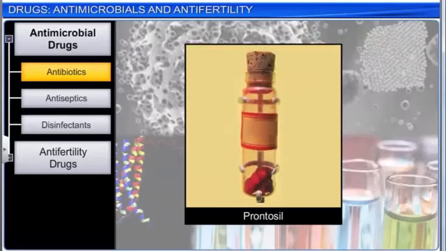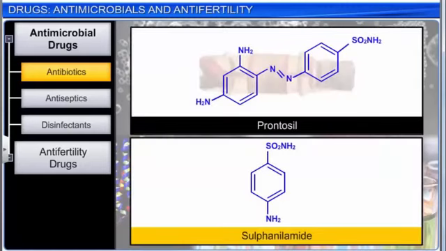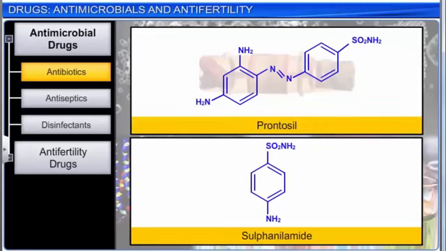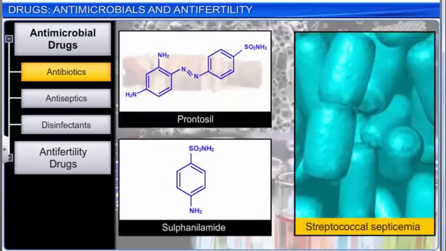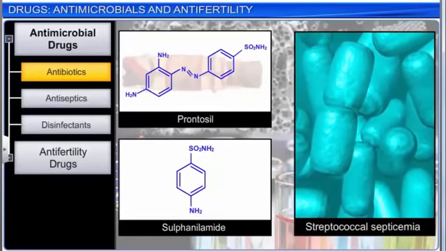Soon afterwards, French scientists showed that the active antibacterial agent of prontosil is sulfanilamide. Further research has provided overwhelming evidence of the efficacy of both prontosil and sulfanilamide in streptococcal septicemia. This marked the beginning of the sulfonamide era.